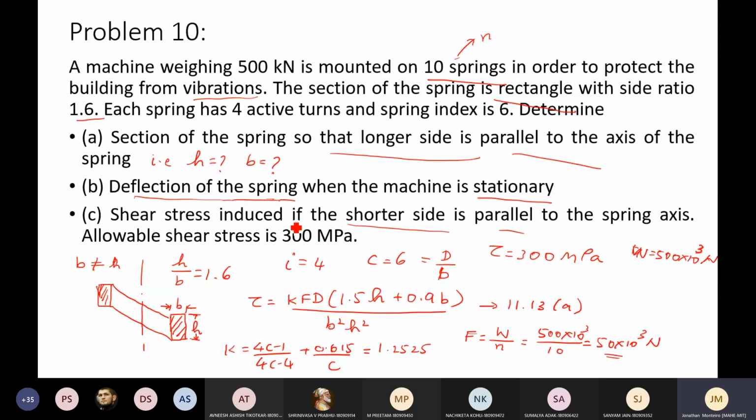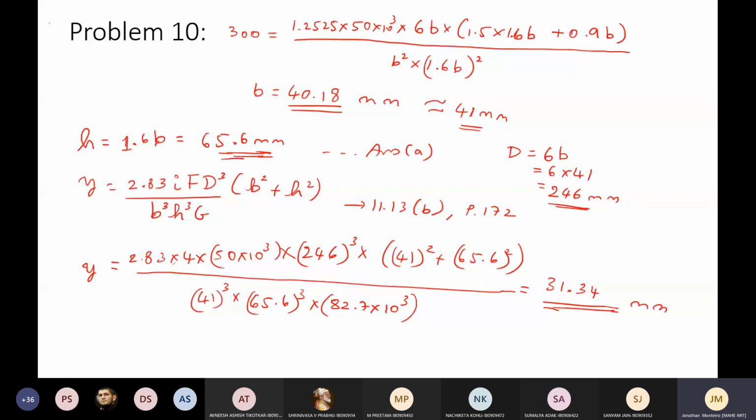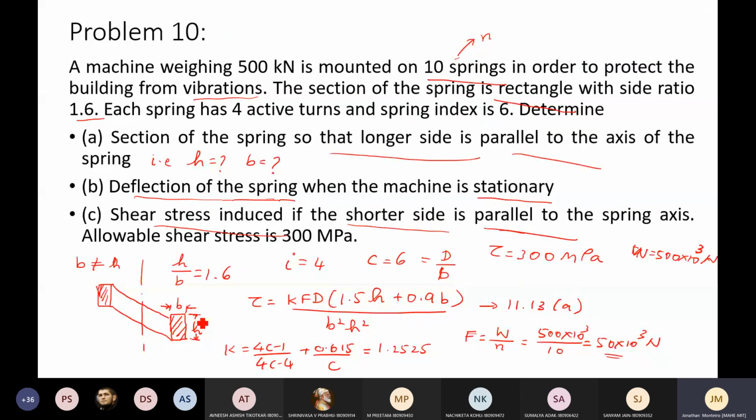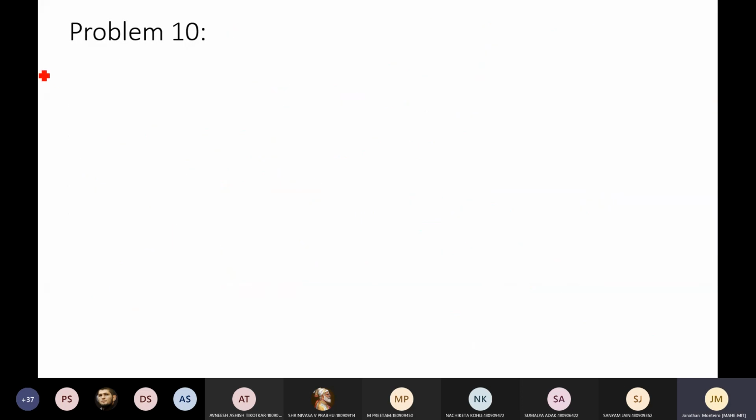Here what we have to do: shear stress induced if the shorter side is parallel to the spring axis. So what happens if H is replaced by B? H was on the longer side, so load application was like this. What changed here now? Load application of F was parallel through the axis, and H was through the cross section. Now if you replace the other way around, the diagram will be like this, with the same dimensions that you have calculated.